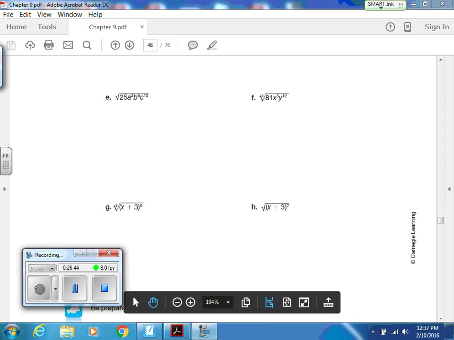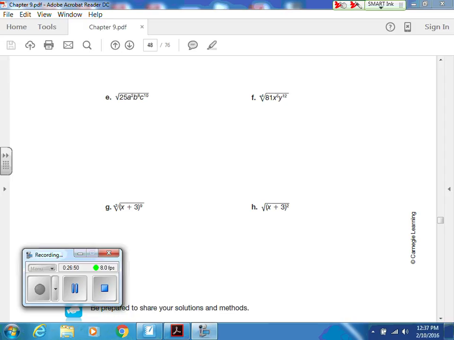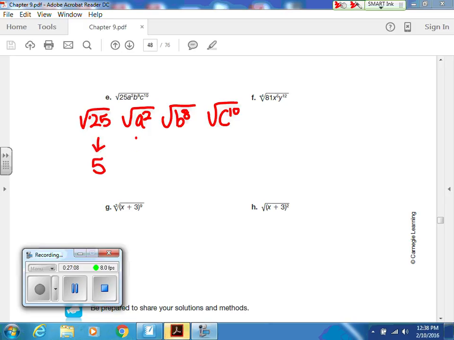All right, let's look at this one. Each of these is its own separate problem. I'm working with the square root of 25, the square root of a squared, the square root of b to the 8th, the square root of c to the 10th. You can tell me the square root of 25. You've been doing that for years now. You know that 5 times 5 is 25, right? So this one, that's 5. What about this one? A.